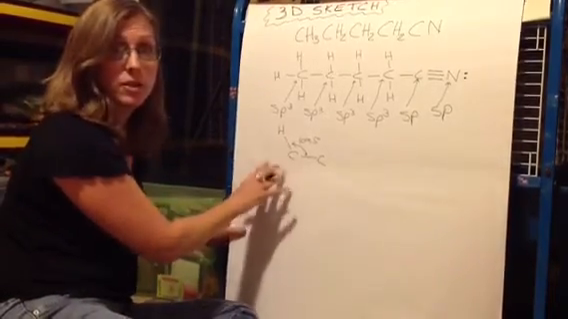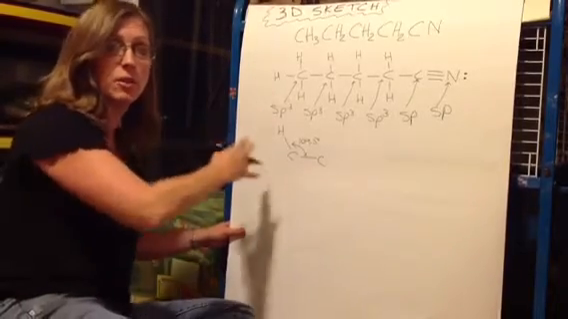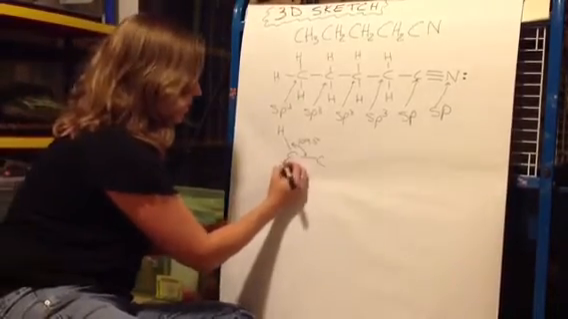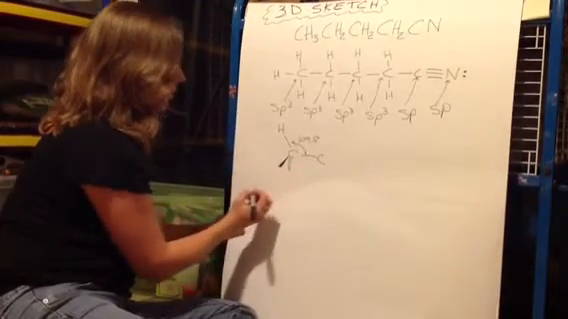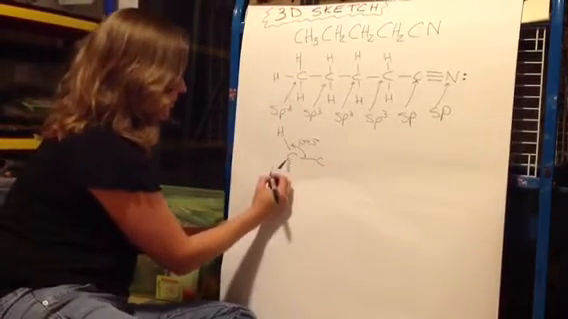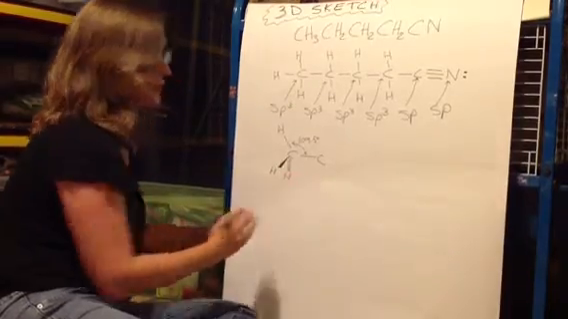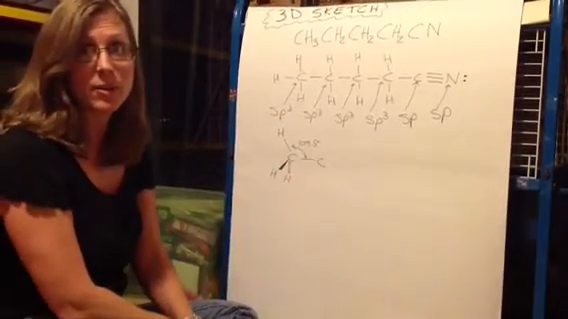One's going to be a wedge coming out towards you. One's going to be a dash pointing away from you. So it doesn't matter which is which, but we draw 1 wedge, we draw 1 dash, and those are going to be the other 2 hydrogens. So there's our first carbon, and it's tetrahedral.